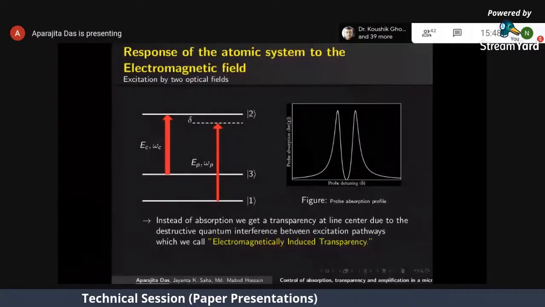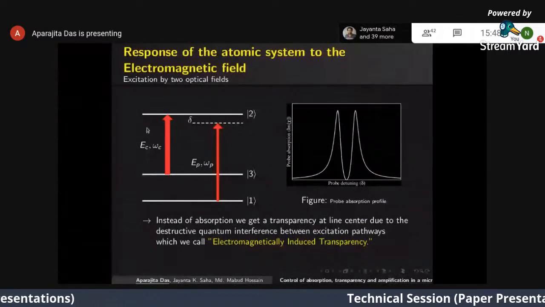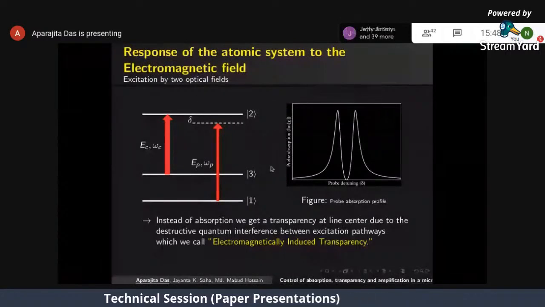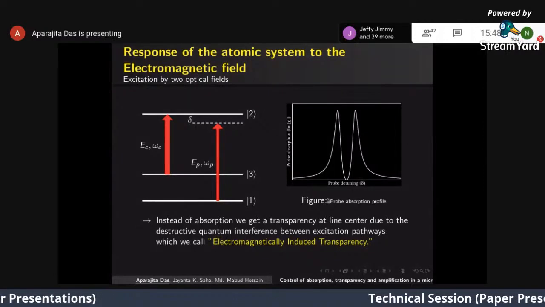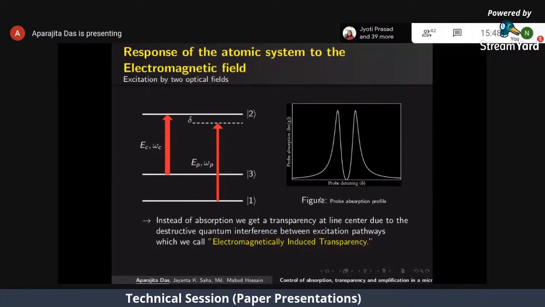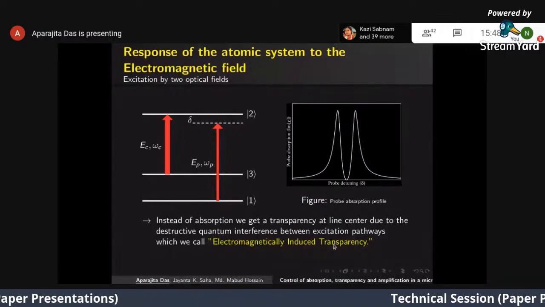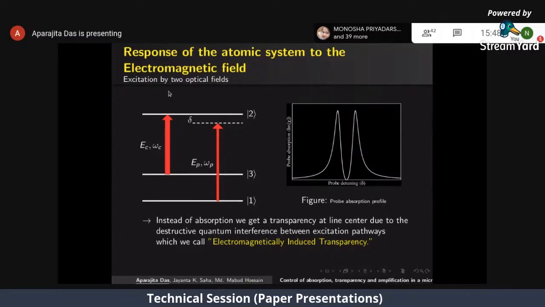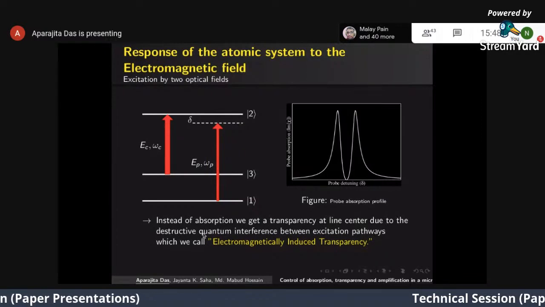But interestingly, this probe field, in the presence of another electromagnetic field, is not absorbed at all by the system. That means the medium becomes transparent to this field. This transparency is induced in the presence of another electromagnetic field. That is why this phenomenon is called electromagnetically induced transparency.